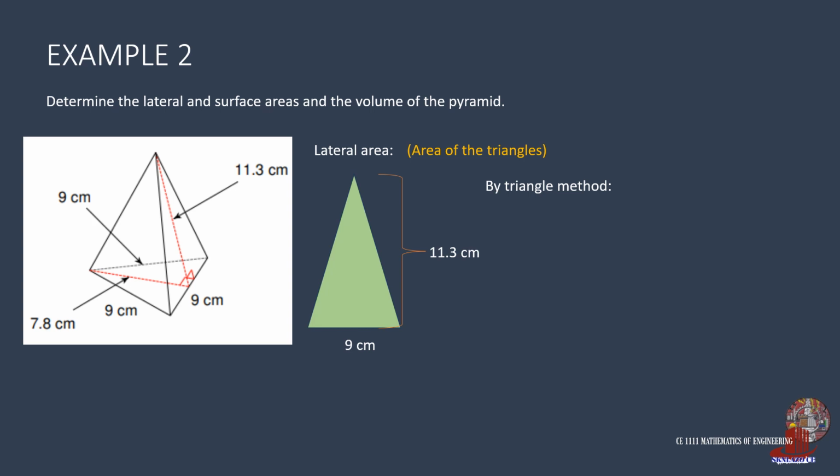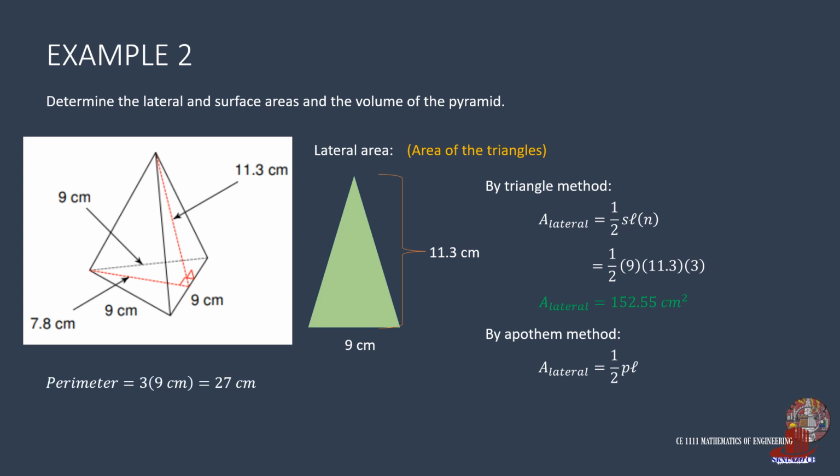The first is through the triangle method with the equation of half of the side times the slant height by the number of the triangles. The lateral area is taken as half of 9 times 11.3 times 3 triangles, giving 152.55 square cm. This value should also spring out when we use the apothem method, with the equation half of the perimeter times the slant height, which turns out as half of 27 times 11.3, which indeed gives the same answer of 152.55 square centimeters.